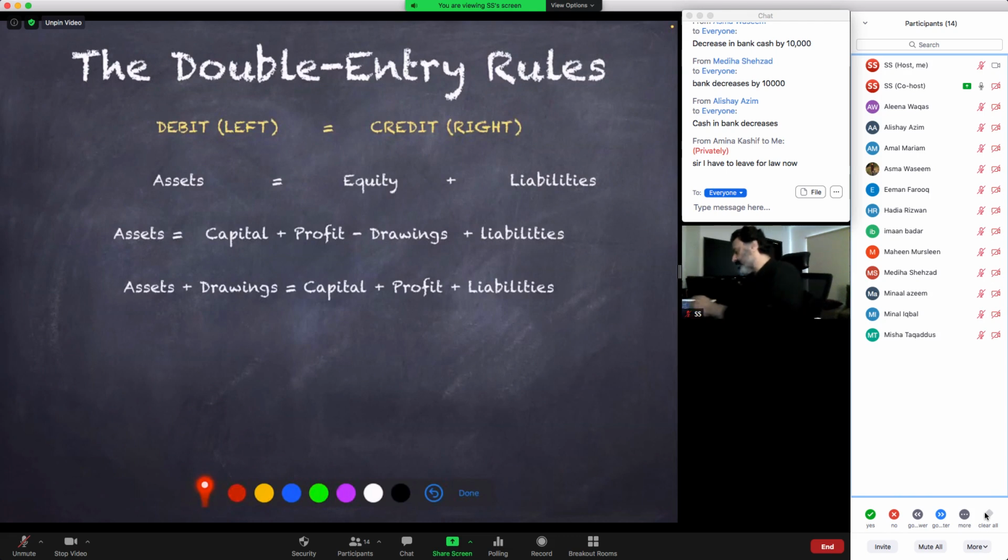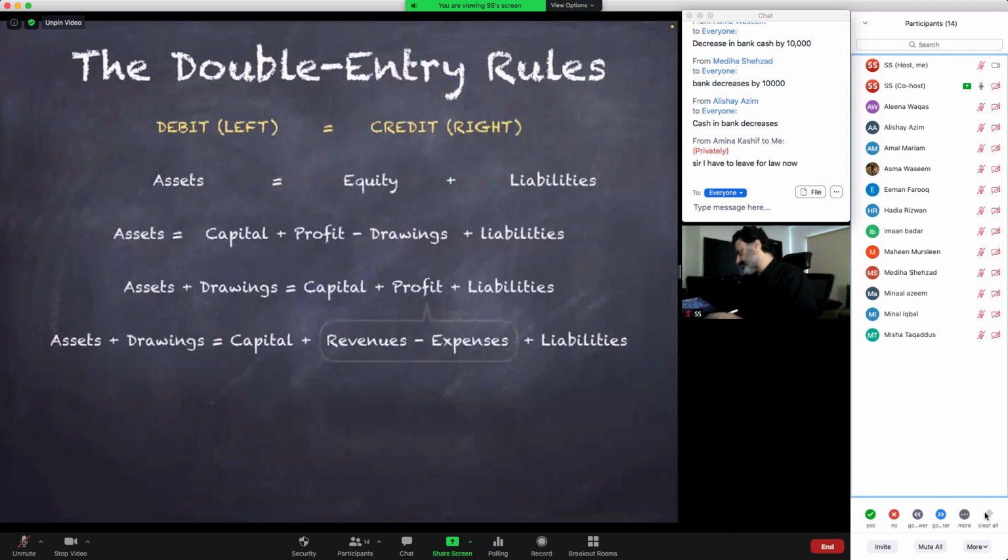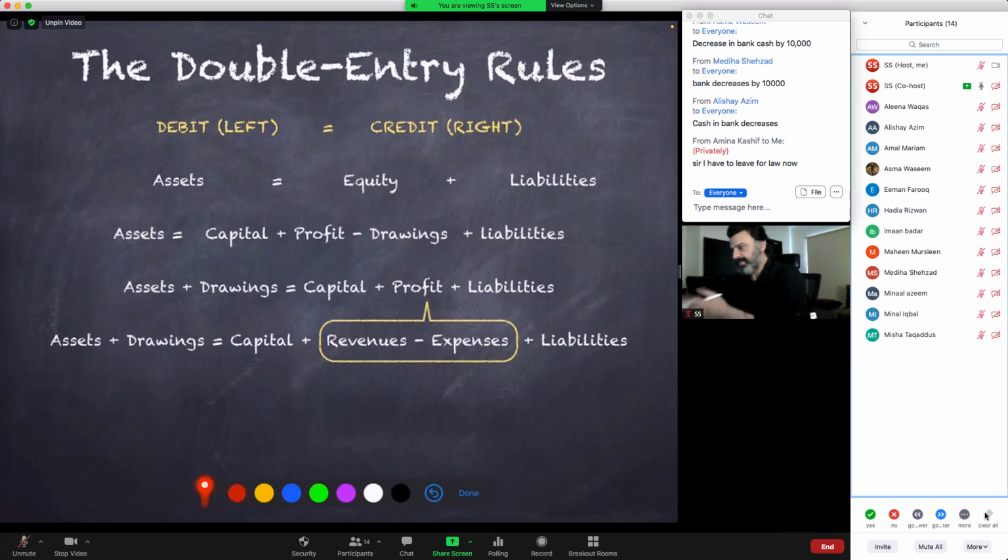So we are now going to expand the term profit here. So we understand this part. Profit is basically revenues minus expenses. We've expanded this equation further, right? So revenues is another term that we use for incomes. You could use incomes. I could have written over here incomes as well. So profit is basically your incomes.